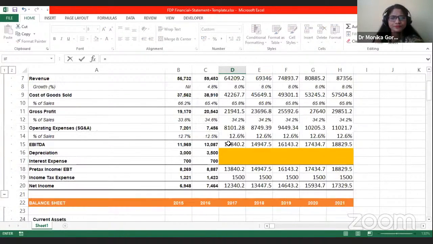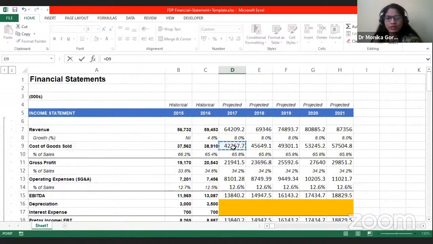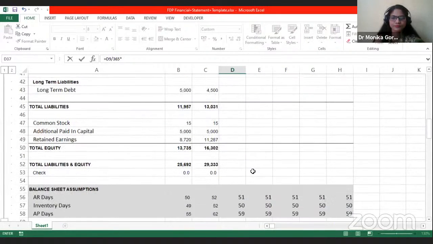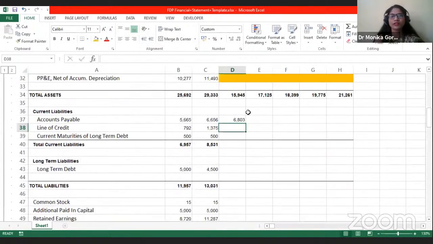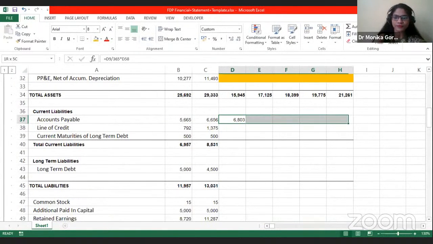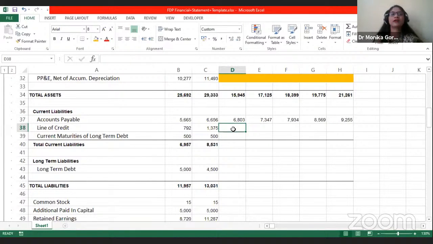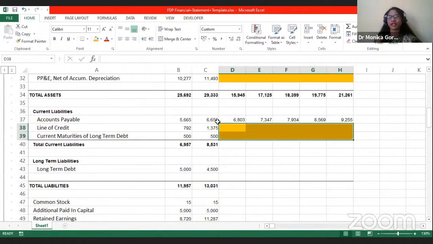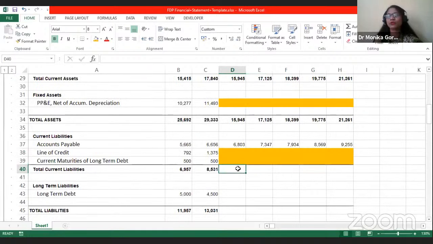Is equal to cost of goods sold divided by 365 into, okay, this is the amount which gets generated. Shift left, control R. Okay, line of credit and current maturities of long term debt, these figures also we are going to get after our debt schedule. So after the three financial statements, we have to do the debt schedule, the depreciation calculation and the PPE calculation. Whatever we have highlighted, we will get those figures once we complete the supporting schedules.